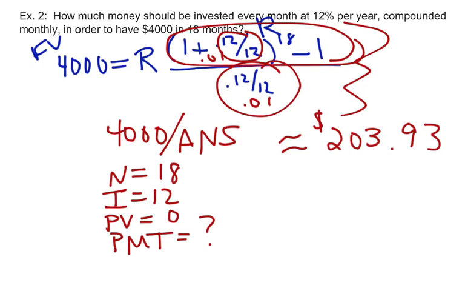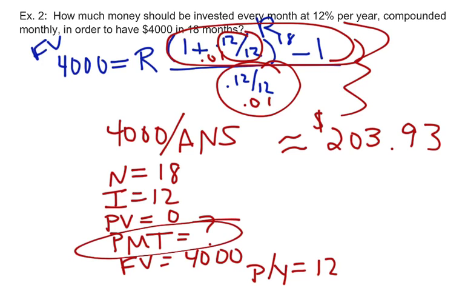Payment is what we're going to find. FV is 4,000, and payments per year are going to be 12. Then you would get your cursor on payment and hit alpha solve, and you'll get this answer here.